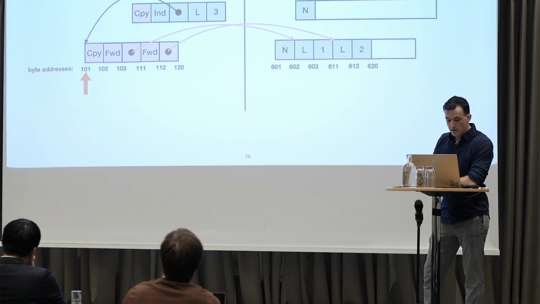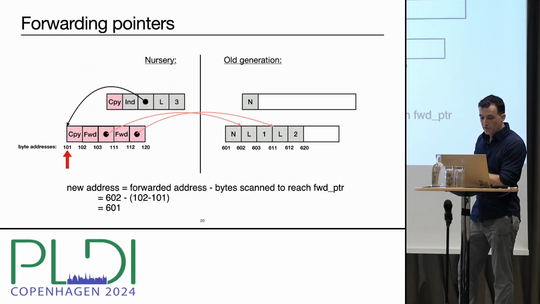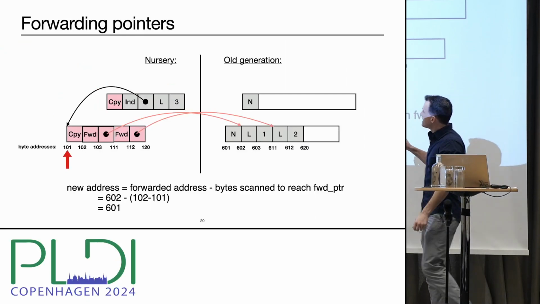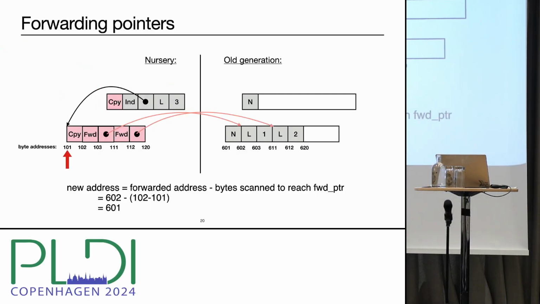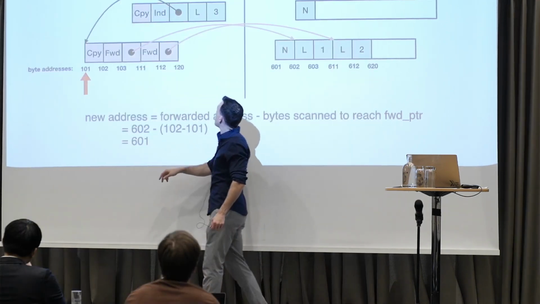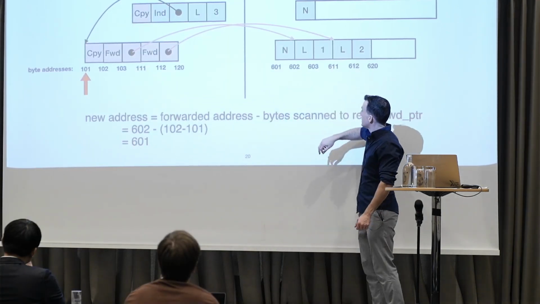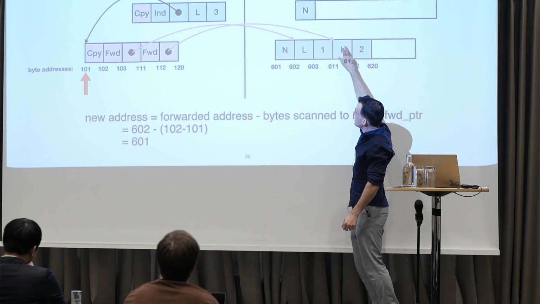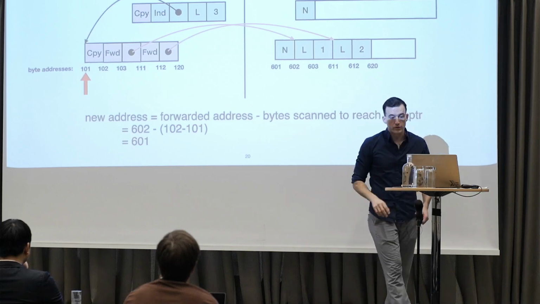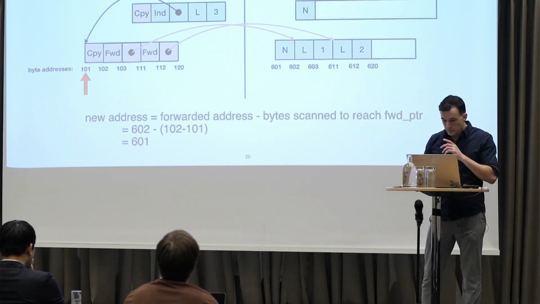So when we get over here, we need to do a little math. We need to figure out, OK, well, this is actually pointing to a byte that is not itself a forwarding pointer. But if I scan to the right, I can find the forwarding pointer, and then I can do a little math to figure out the address of the thing I actually want to point to. And then I could write an indirection over here to byte number 601 after doing that math. So you can check the paper for the full algorithm and the details there.